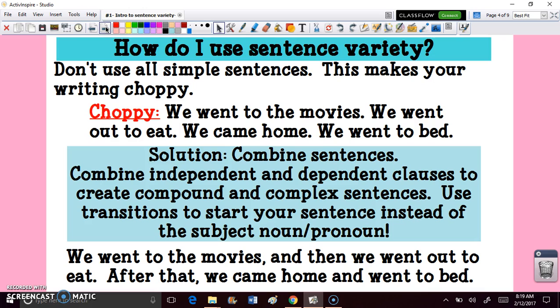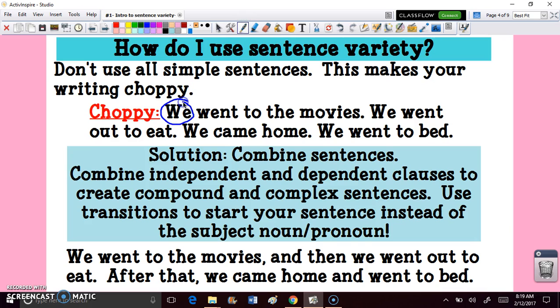All right, so now how do we use sentence variety? Well, the first thing is the simplest one. Don't use all simple sentences. This is going to make your writing very choppy. An example is like, we went to the movies, we went out to eat, we came home, we went to bed. Very, very boring sentences, very choppy.